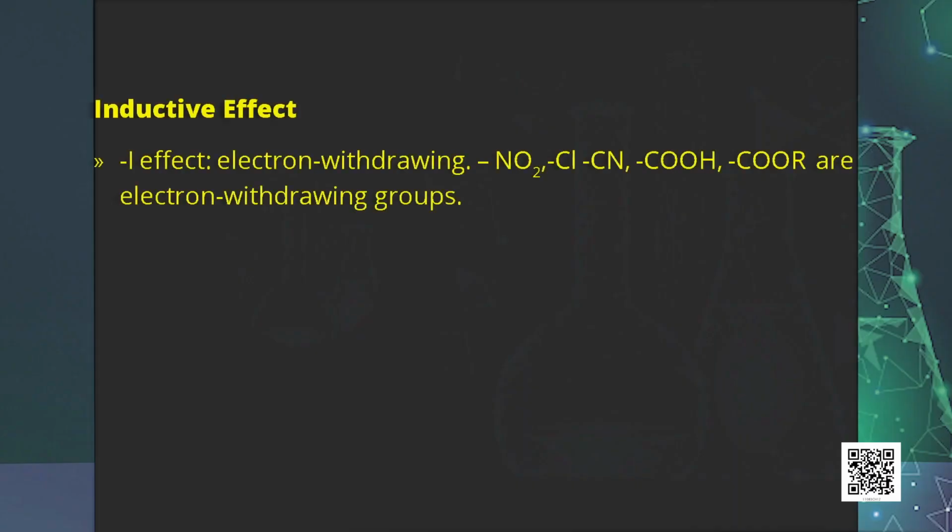Now, we are talking about minus I effect, that is electron withdrawing effect. Nitro group, halo group, cyano group, carboxyl group, ester group are electron withdrawing groups. In a nutshell, we can say inductive effect is a permanent polarization of a sigma bond caused by the polarization of an adjacent sigma bond. Now, we are running a video for you. With this video, the concept of inductive effect would be more clear to you.